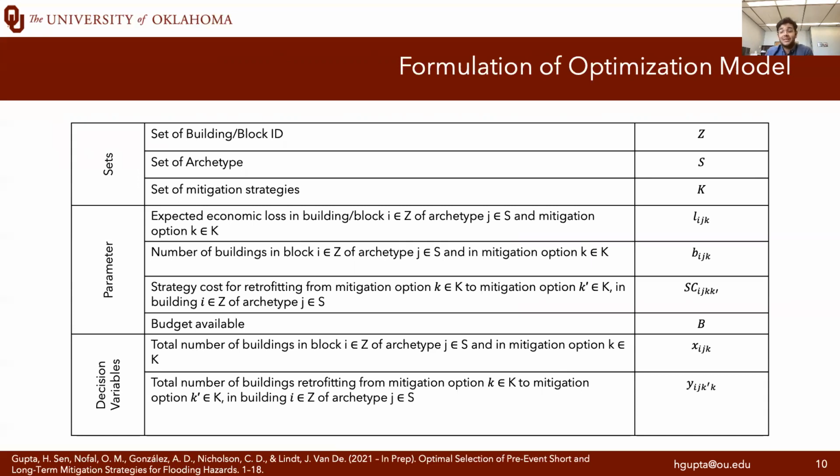This slide presents the basic elements of my optimization model. These are the sets, parameters, and decision variables. These parameters are basically the input of my optimization model. The exact results of this model are basically the results of my decision variables. My first decision variable is the total number of buildings in the block of a certain archetype of a certain mitigation strategy. And then my second one is the total number of buildings which are retrofitted from one mitigation strategy to another one of a certain archetype.